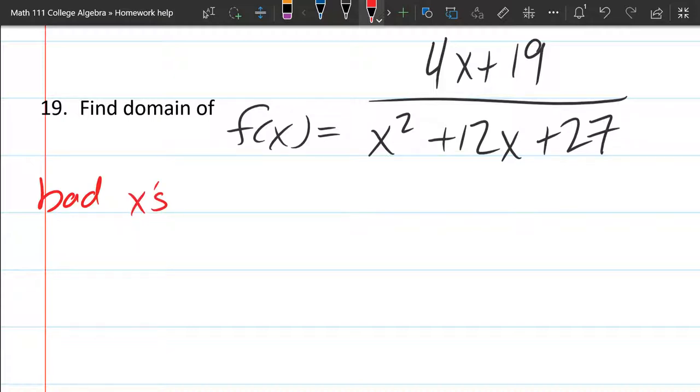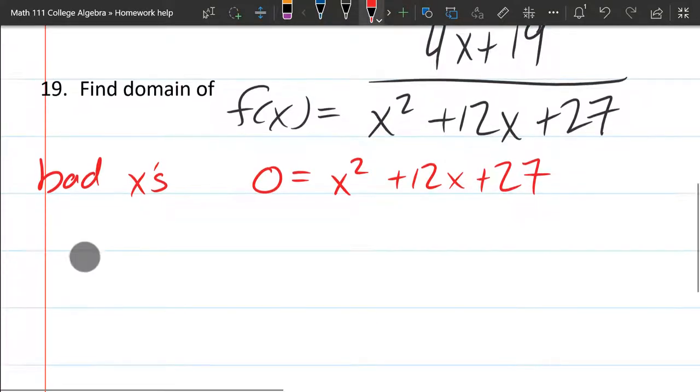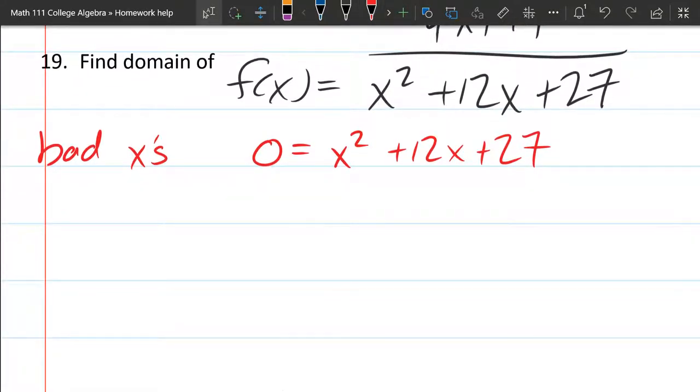This may or may not be something you've done before. Lots of us have found some bad x's, but what we're going to do is intentionally look for them. So I'm going to intentionally set my denominator equal to zero. And we're going to figure out what x values make it zero. When we're done, our answer is going to be all x values that are not bad.